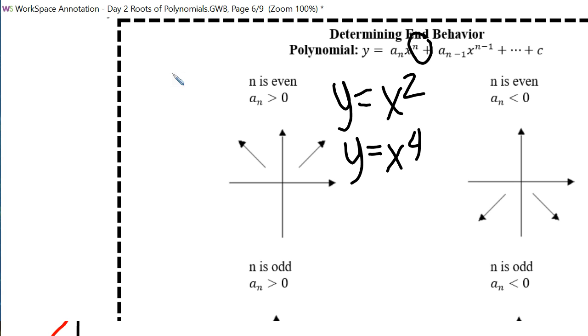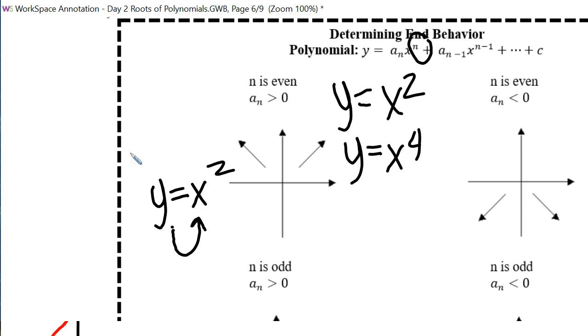Then the next thing you need to check is the leading coefficient. So this a sub n is just the leading coefficient. And for this one, the leading coefficient is greater than 0, which means it's positive. So if the leading coefficient is positive, that means both of them point up. And that's true if it's even. Like if I have y equals x squared. Think about that quadratic parent function. Both arms point which way?